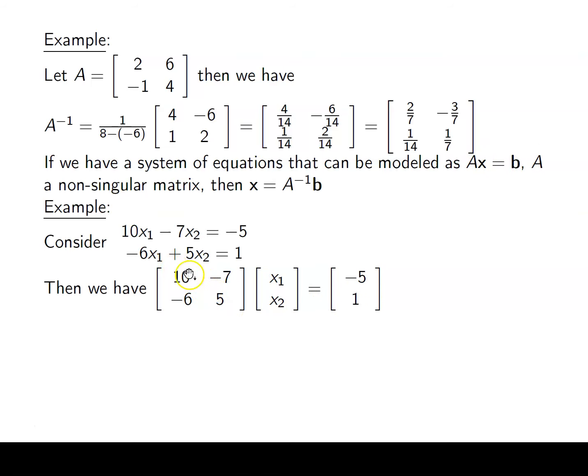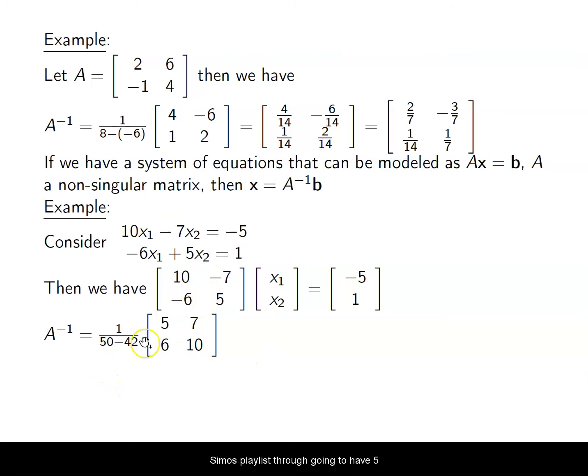So remember what we do. These things swap. These things change sign. The scalar multiple that I have is 1 over 50 minus a positive 42. So that would be 1 over 8. Okay, so I have 1 over 8 times 5, 7, 6, 10. That's what my inverse matrix is going to look like. Okay, swap positions, change sign. This diagonal is the first number. This diagonal is subtracted from that first diagonal.